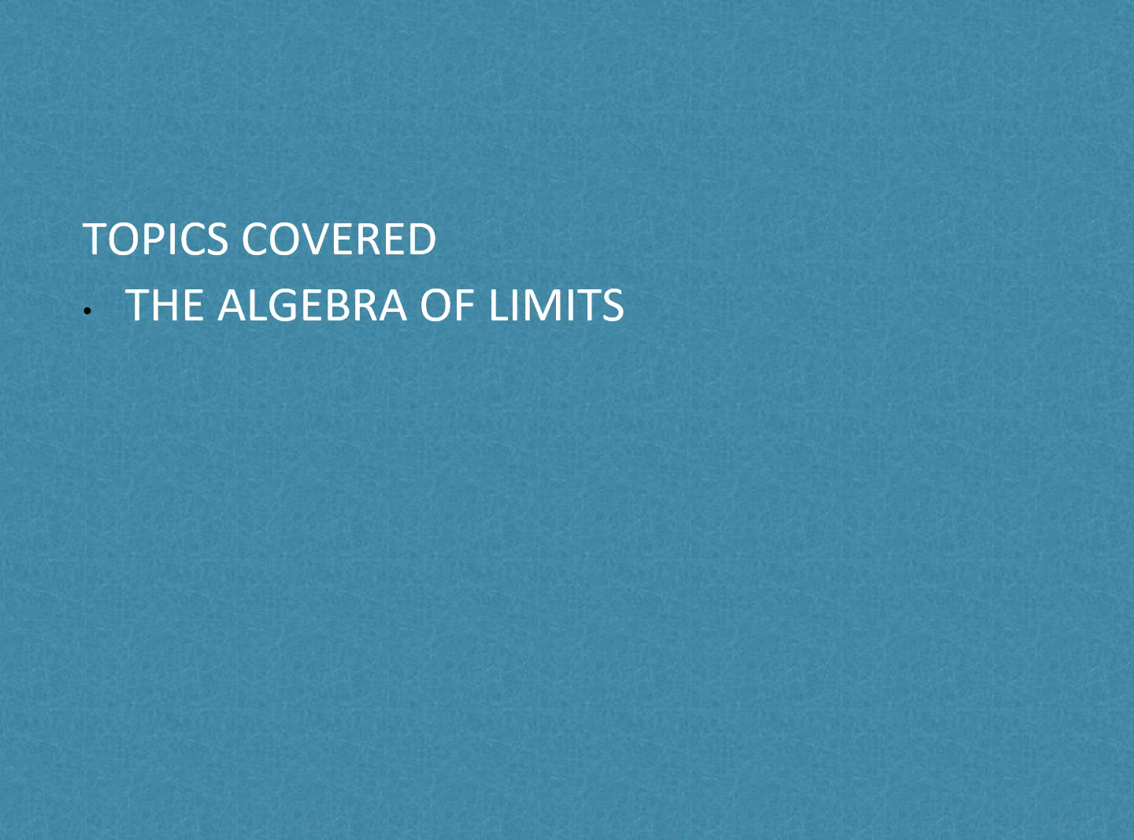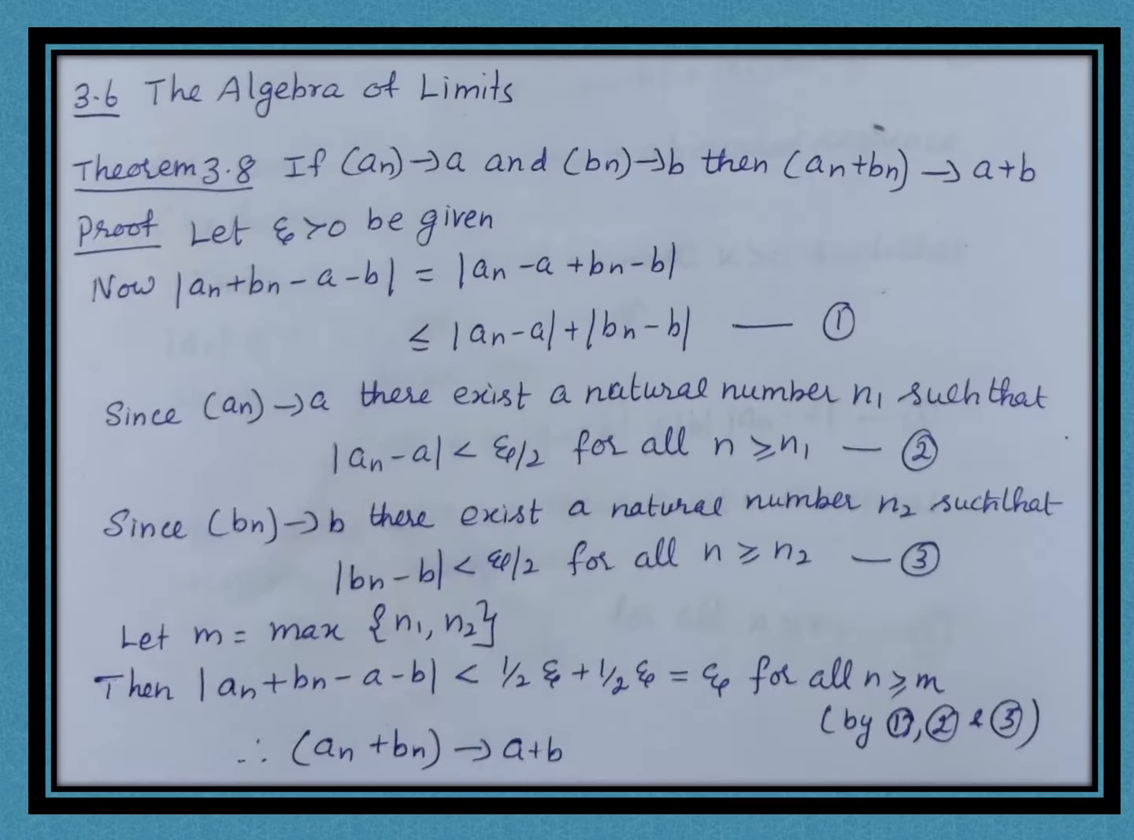In the previous part, we have studied what is a sequence, what is meant by monotonic sequence, what is meant by bounded sequence, and we have seen convergence, divergence and oscillation of a sequence. Here we are going to see the algebra of limits.